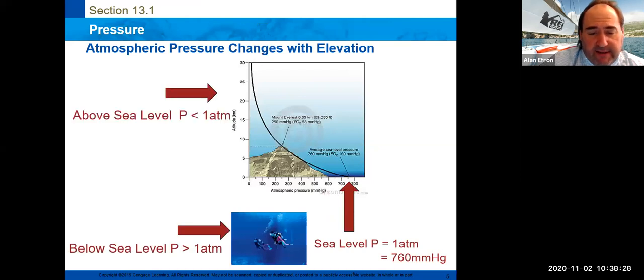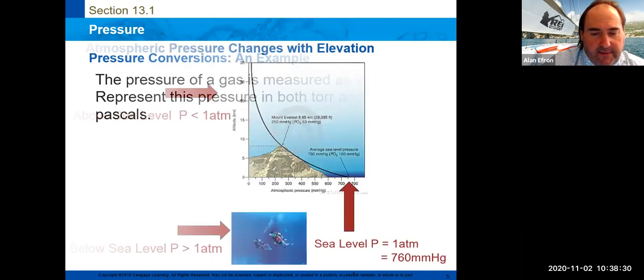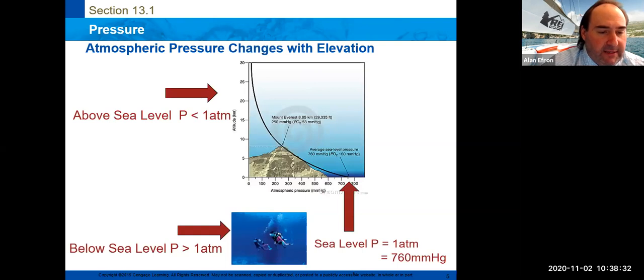Now, pressure is affected by atmosphere. Obviously, as we go up above sea level, the pressure gets less than 1 atmosphere. That's why they pressurize airplanes when we go up. Also, as we go below sea level, the pressure gets more than 1 atmosphere. Again, that's why you can't go too deep free diving. If you go really deep, that's not so good. There's a lot of pressure on your body.